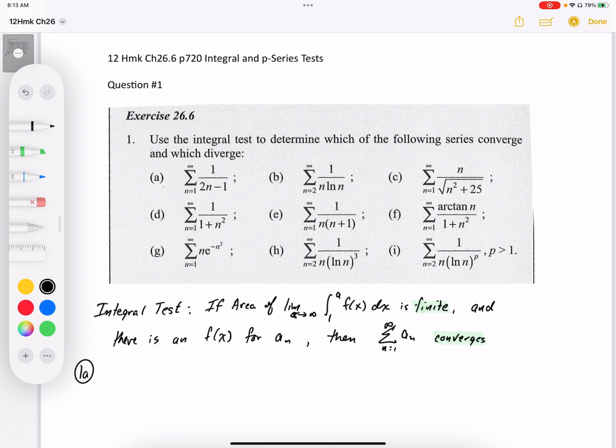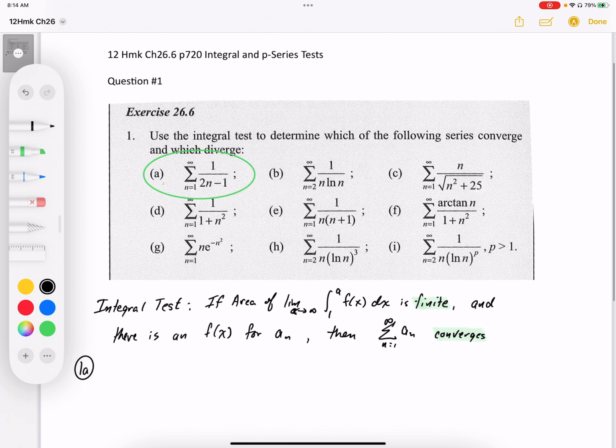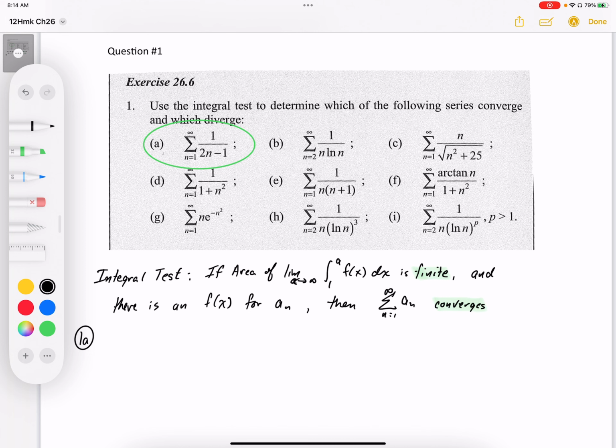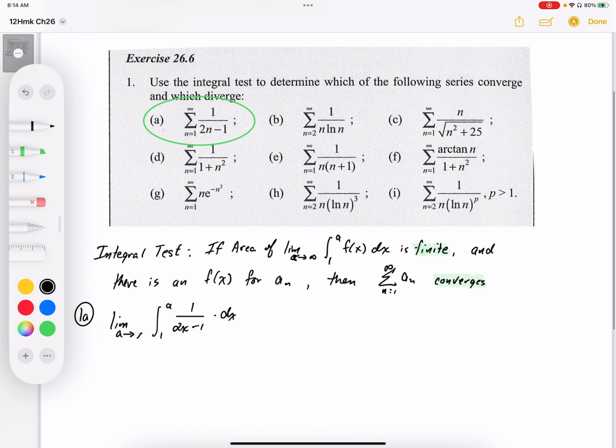So here we have in 1a, 1 over 2n minus 1, just going to circle that. And we want to know if that converges. So what we're going to do is use the function 1 over 2x minus 1 and see what happens with that area. Since this is an improper integral, we're going to say the limit, going from 1 to infinity of 1 over 2x minus 1. And then we're going to integrate this expression and see what the area is.